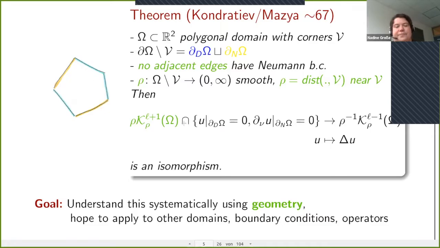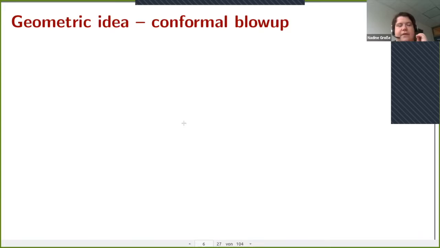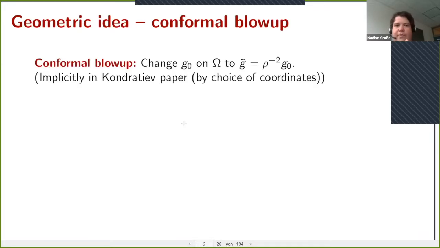Okay, so that's the goal. And the idea to actually do this is conformal blow up. So you have your original metric on your domain. So in our case, it was just Euclidean space. Yes, G0 is just the Euclidean metric. And now you multiply this pointwise by a weight function rho to the minus 2. And then on your domain without the singularities, you get another Riemannian metric.